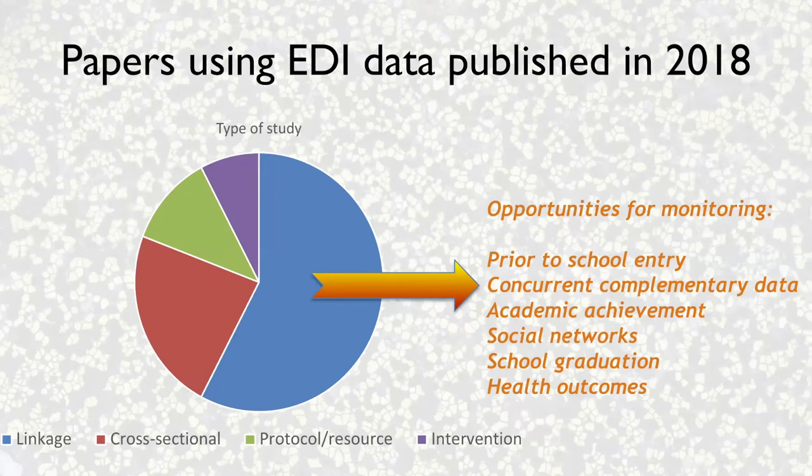So what I really wanted to finish my part with is that these papers show linkages, how we can link child developmental outcomes at the population level. So for all children, that majority, large population of children, very few are not in our database. It really gives us opportunities for answering new questions, questions that we may not even have known could be answered, and opportunities for monitoring children's health prior to school entry, concurrent complementary data, academic achievement, social networks, school graduation, and health outcomes, and pretty much all of these will be addressed in Martin's presentation.